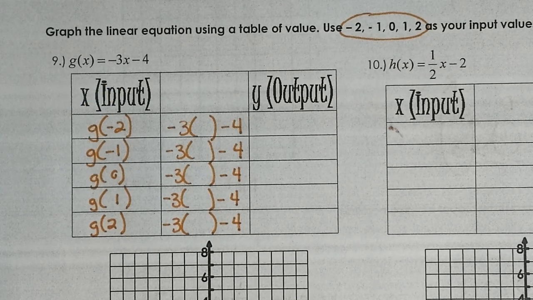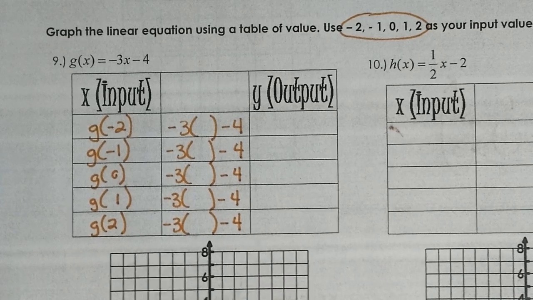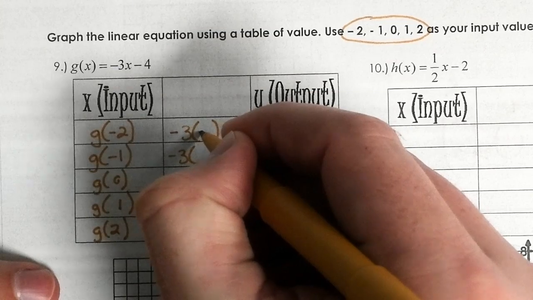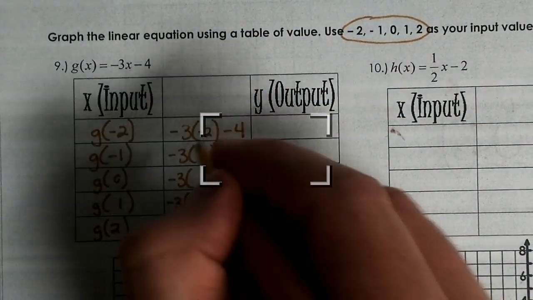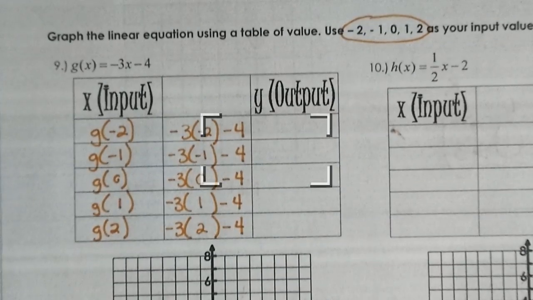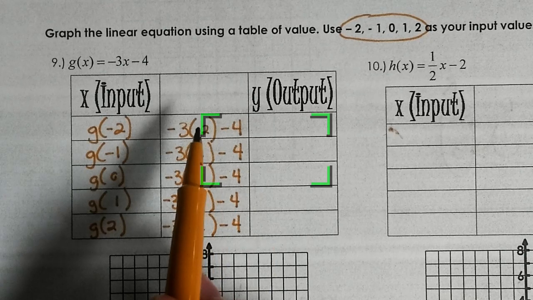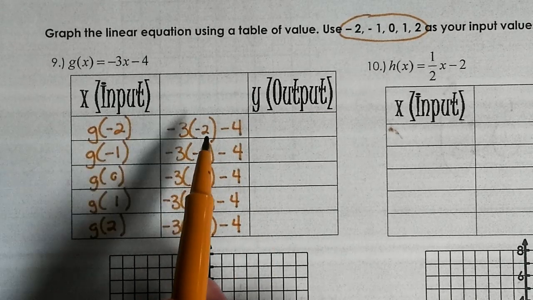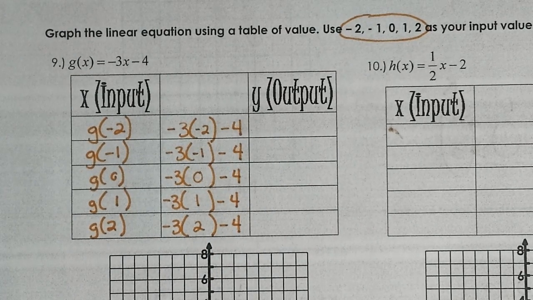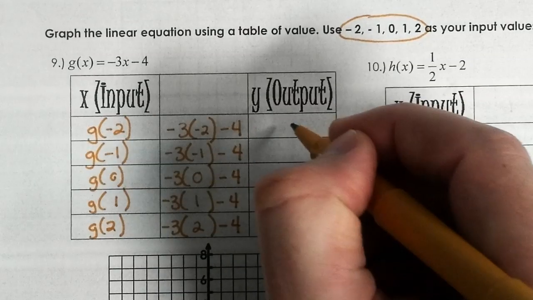Now, what goes inside the parentheses is our input. All of our inputs. Marquette, what's our first input? -2. What's our second input? -1. And then so on and so forth, right? So now you really just have to plug that into your calculator. -3 parentheses -2 minus 4. Or if you like working things out in your head, -3 times -2 would be a positive 6. 6 minus 4 is 2.